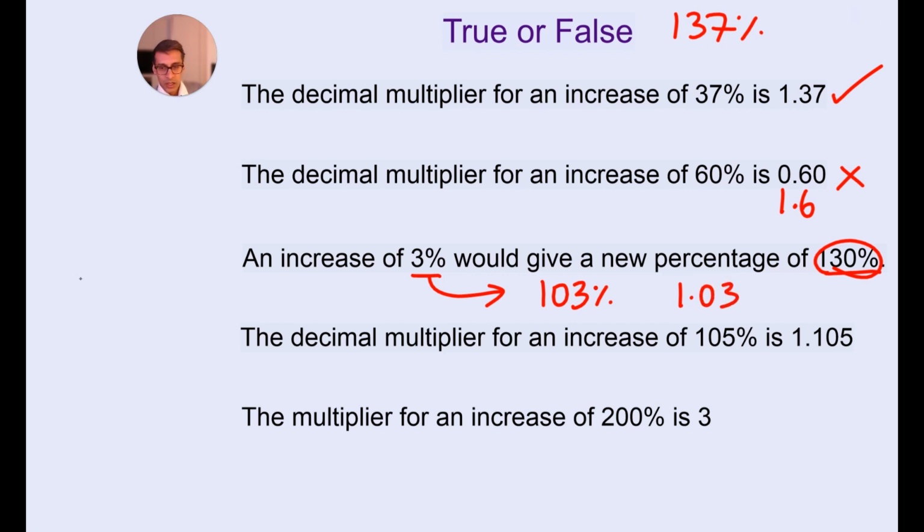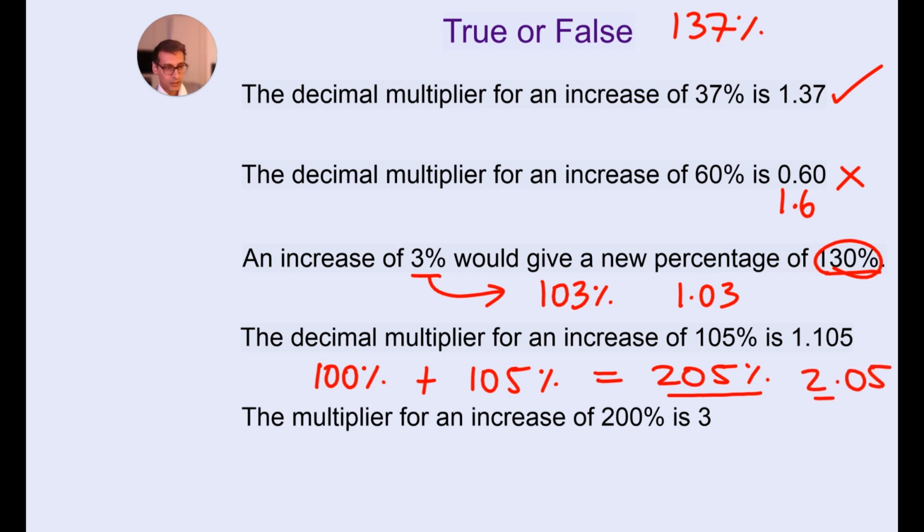Okay, next one. The decimal multiplier for an increase of 105% is 1.105. So hopefully you figured out this was false, because this means we have 100% plus 105%, which is 205%. Now as a decimal, remember that's 205 over 100, which is 2.05. So that's what it should be, so that's false.